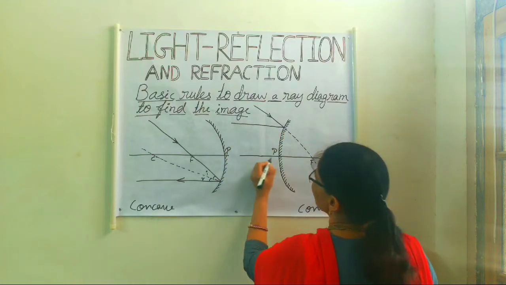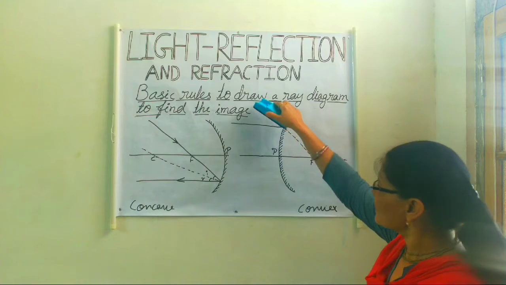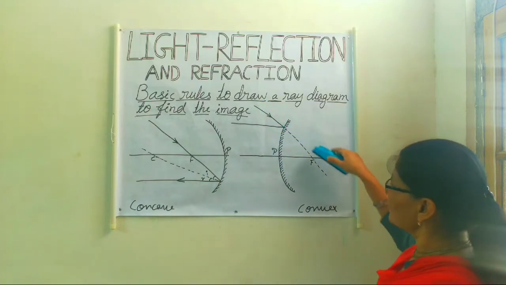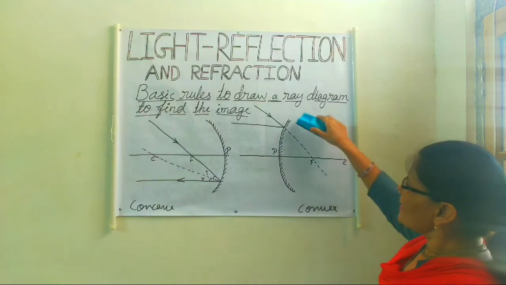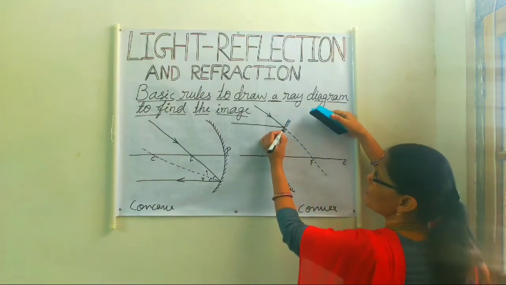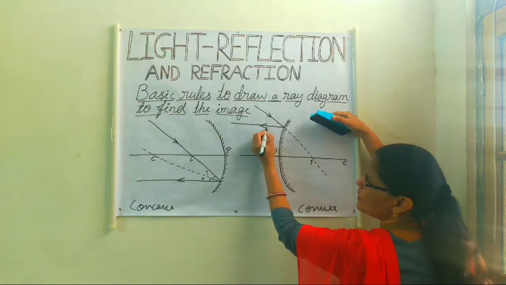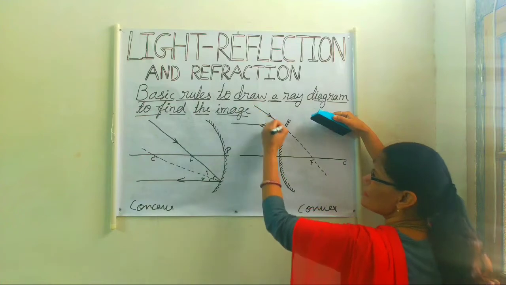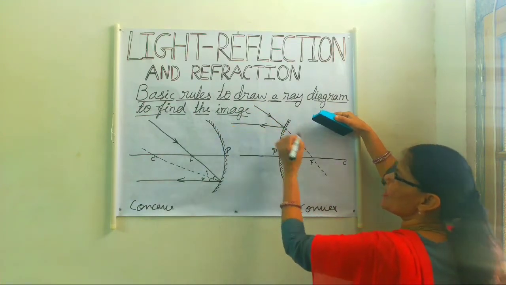This is our principal axis. This is the convex mirror. This is the incident ray. Here we have to draw a dotted line if it passes through the focus, and this is the reflecting surface of the convex mirror. So from this point, it will go parallel to the principal axis. The arrow should be here. This is the incident ray and this is the reflected ray, and the laws of reflection will be followed here also.